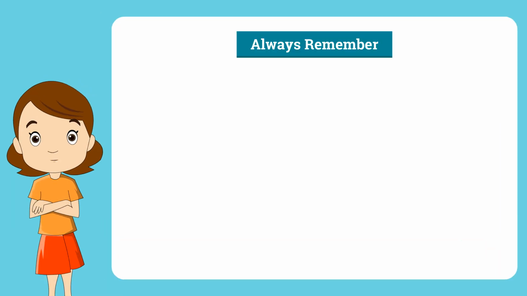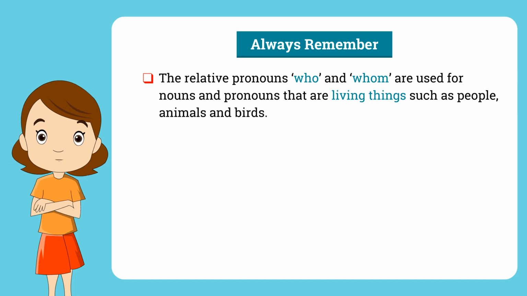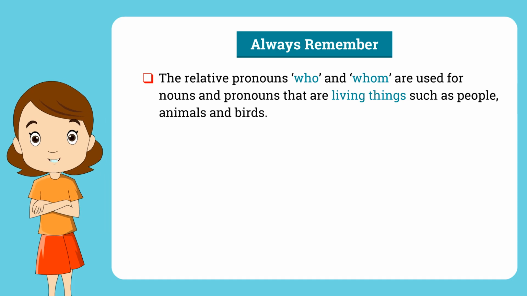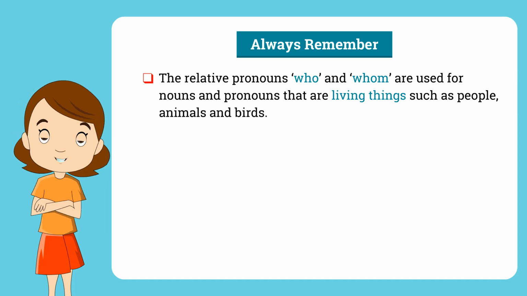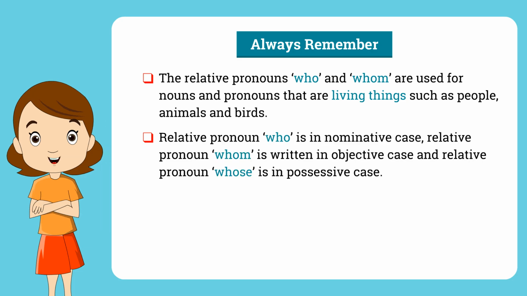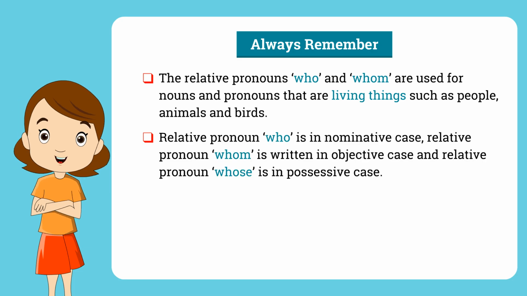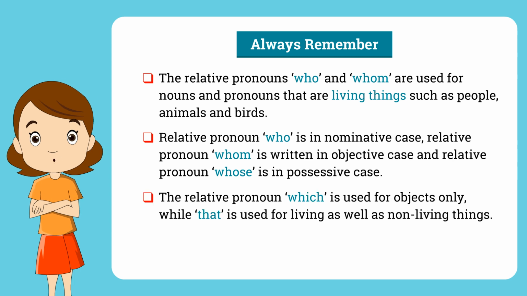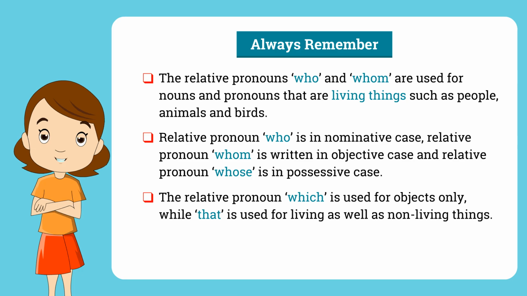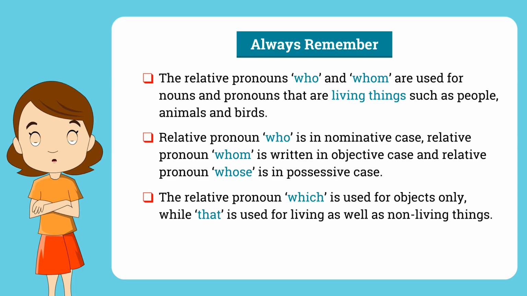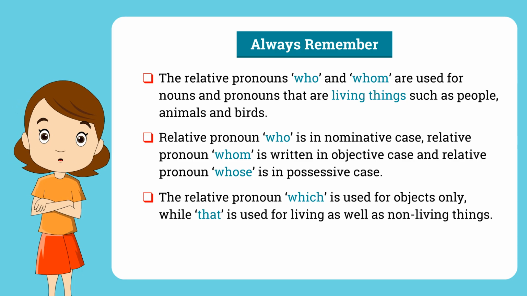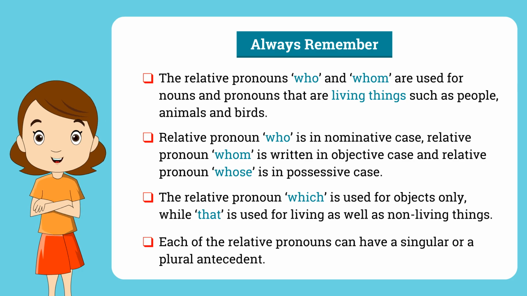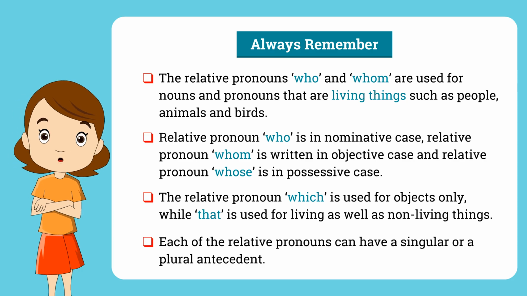Always remember, the relative pronouns who and whom are used for nouns and pronouns that are living things such as people, animals and birds. Relative pronoun who is in nominative case. Relative pronoun whom is written in objective case and relative pronoun whose is in possessive case. The relative pronoun which is used for objects only, while that is used for living as well as non-living things. Each of the relative pronouns can have a singular or a plural antecedent.